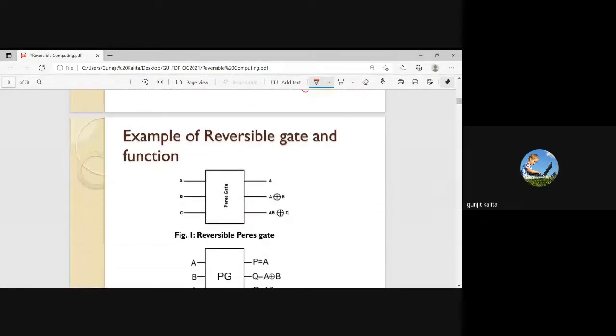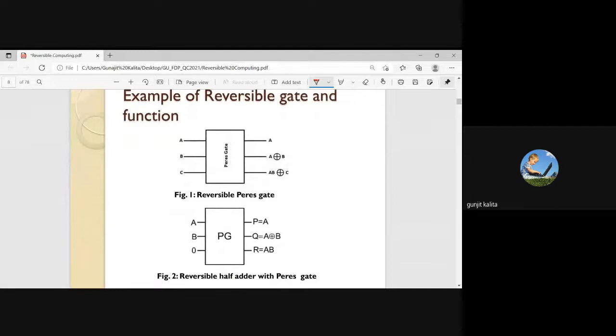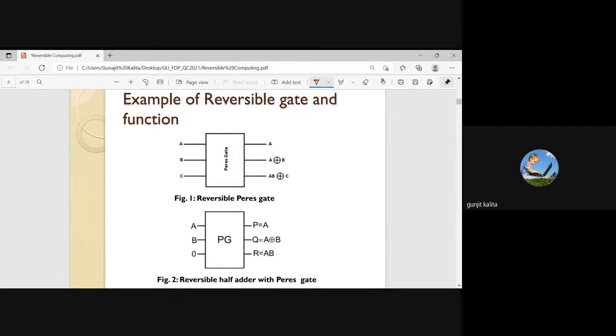So, an example of a reversible gate and function. We understand a reversible function; if we want to implement it physically, we require a gate. Meaning, a gate implements a function basically, and in the case of a reversible function, it will be a reversible gate. There is one famous gate known as the Peres gate.